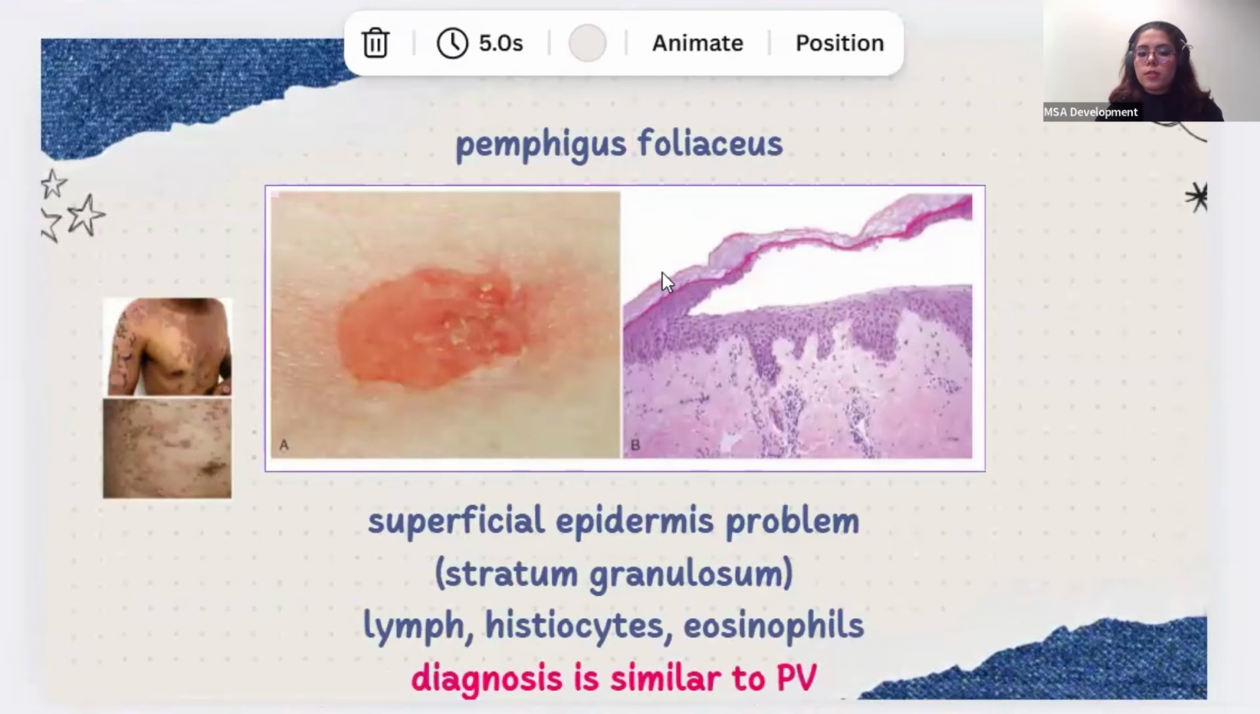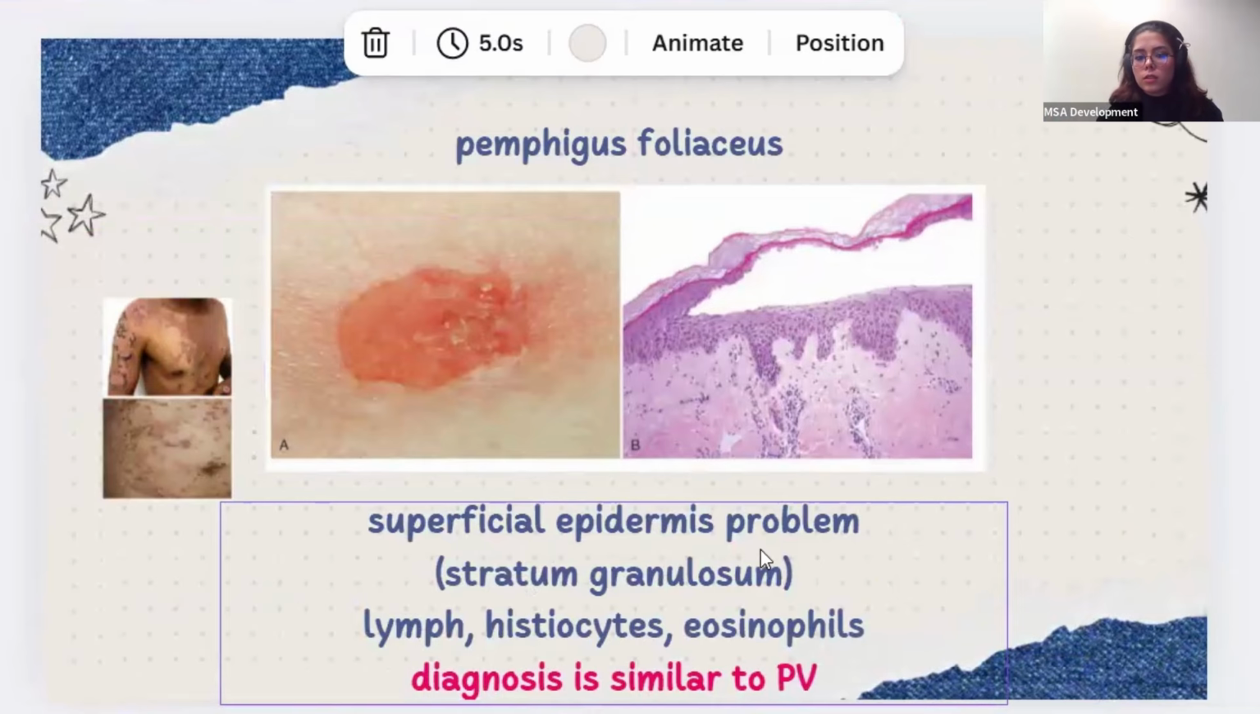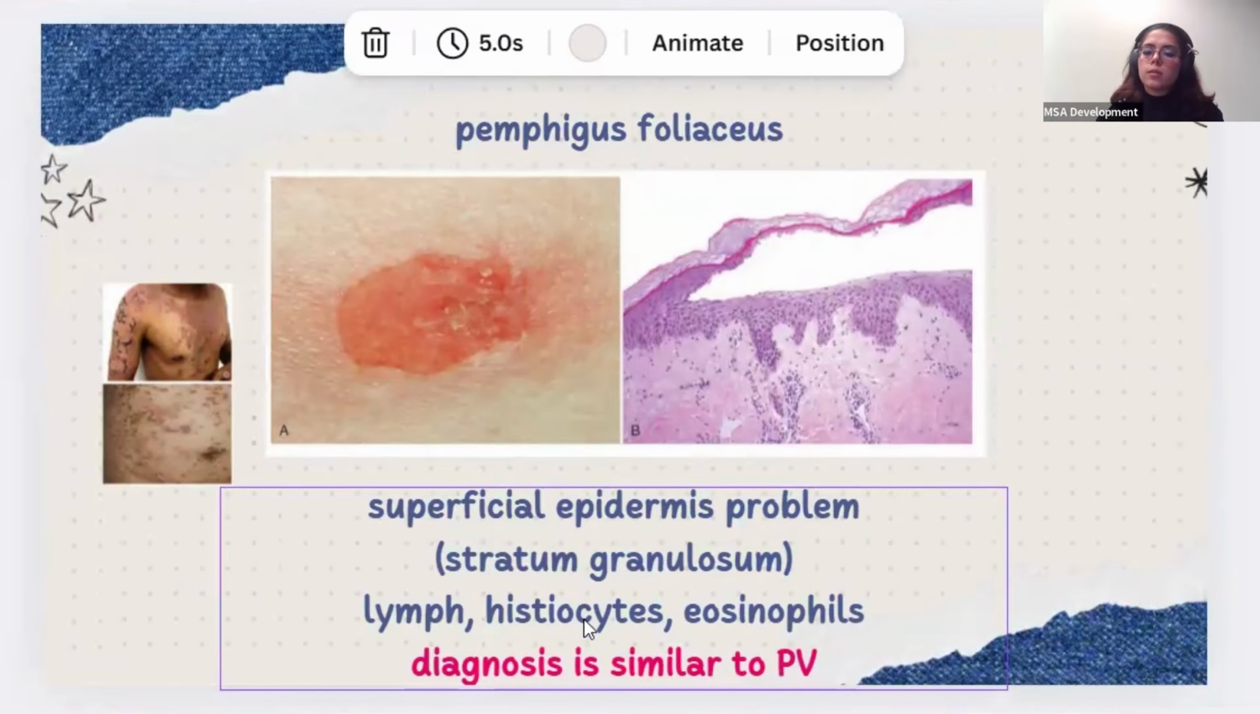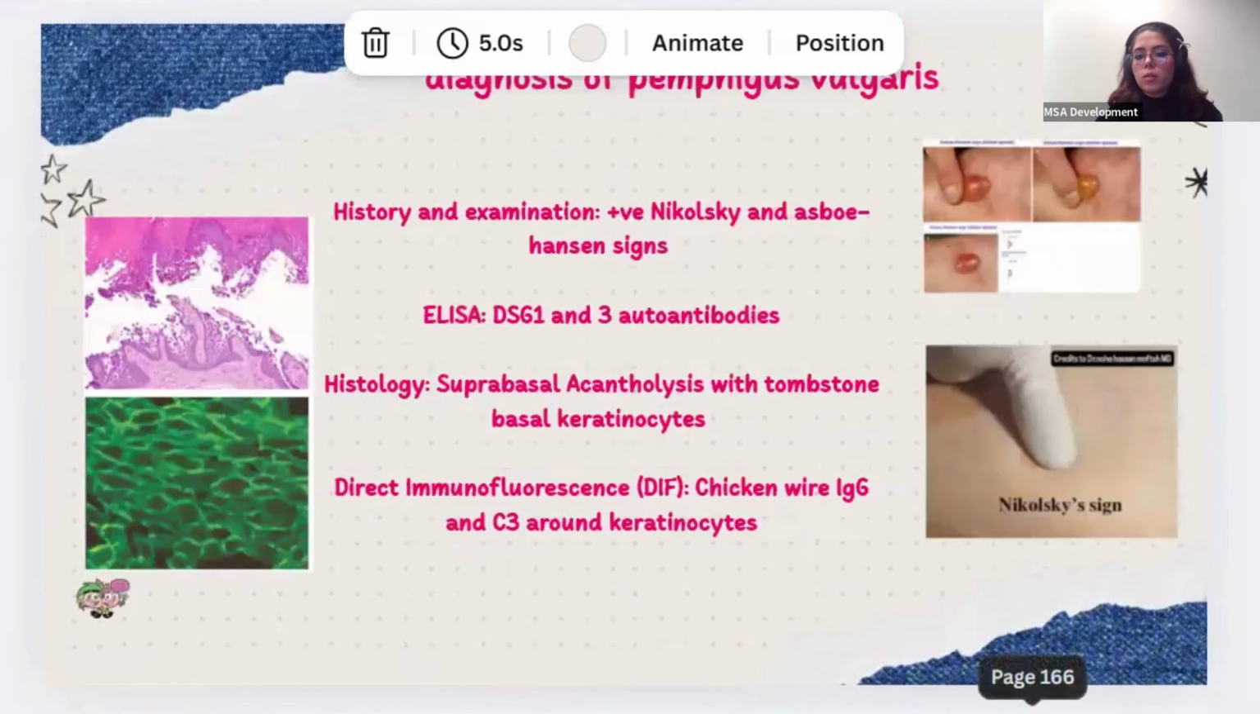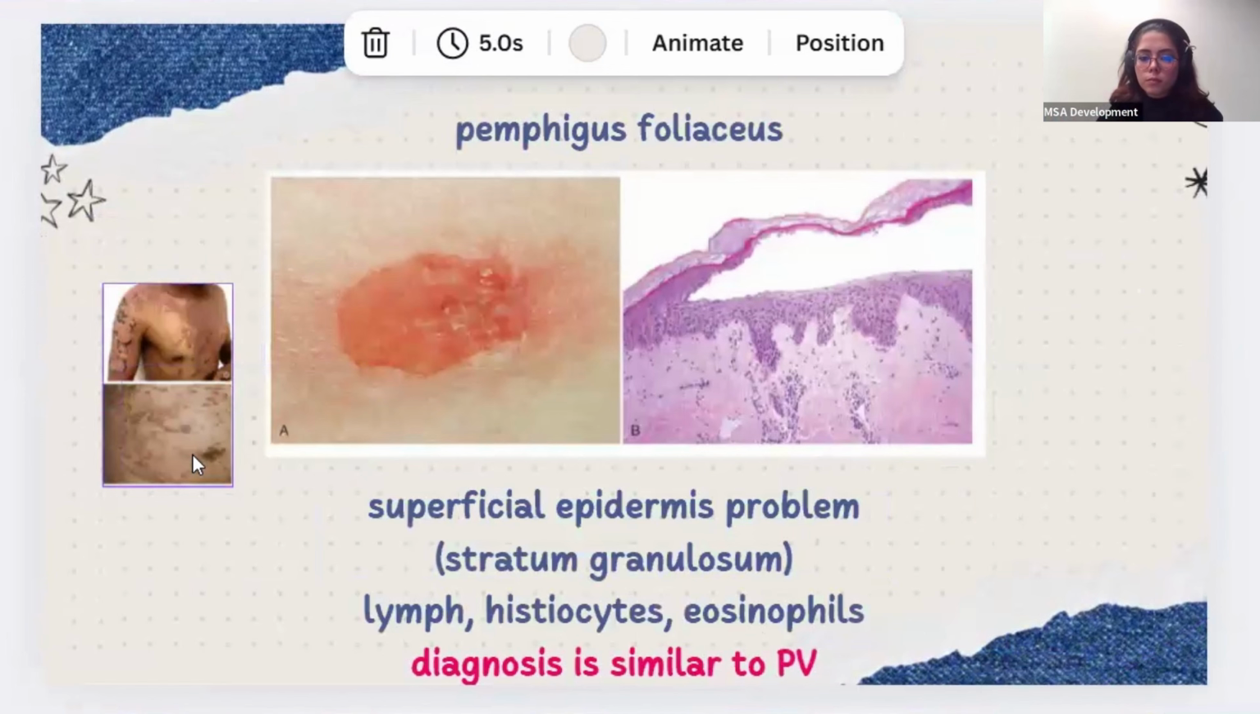Pemphigus foliaceus is a superficial epidermis problem, stratum granulosum. Its diagnosis is very similar to PV, but this one is the most common. If you really want to differentiate between the two, use immunofluorescence.